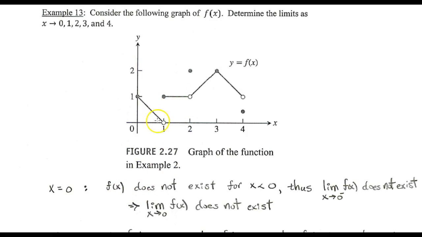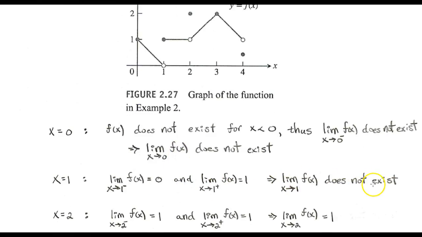Now as x approaches 1, notice that as I'm coming into 1 from the left side of 1, the function itself looks like it's going down to 0. However, as I'm approaching 1 from the right side, the function is staying at and approaching the value of 1. So again, these two one-sided limits are not the same. The limit as x approaches 1 from the left is 0. The limit as x approaches 1 from the right is 1. So that means that the limit as x approaches 1 does not exist.